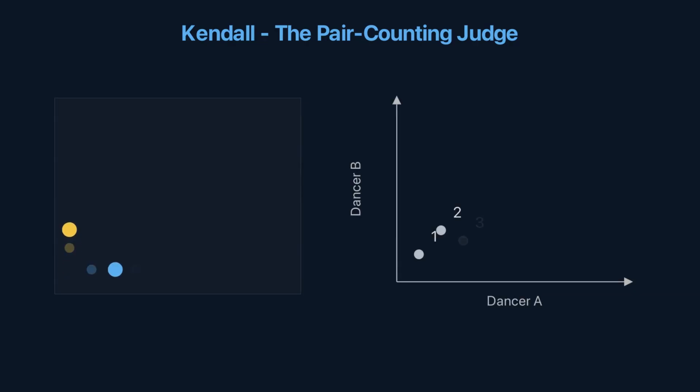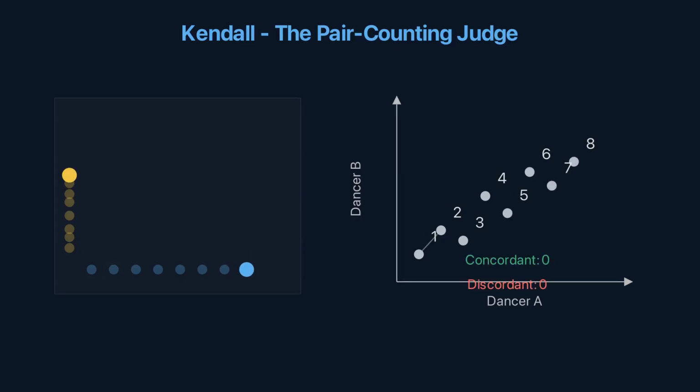Kendall zooms in further. Instead of ranking the whole dance, Kendall looks at every possible pair of steps and asks, did both dancers move the same way? Concordant pairs, both went up, score a green check. Discordant pairs, one up, one down, get a red X. The ratio gives you tau.